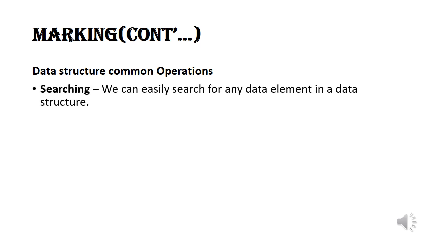So we have some common operations which can be performed on data structures, like searching. For any data structure, because a data structure is a collection of many elements, either with the same or different data types, we can search for any data from a given data structure. For example, if we have a list, we can search for a particular element from a list. If we have a queue, we can search for an element of a queue. If we have an array, we can search for any element of an array from a particular array location.